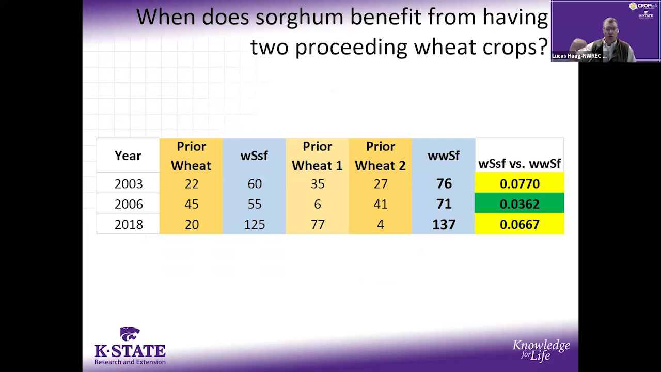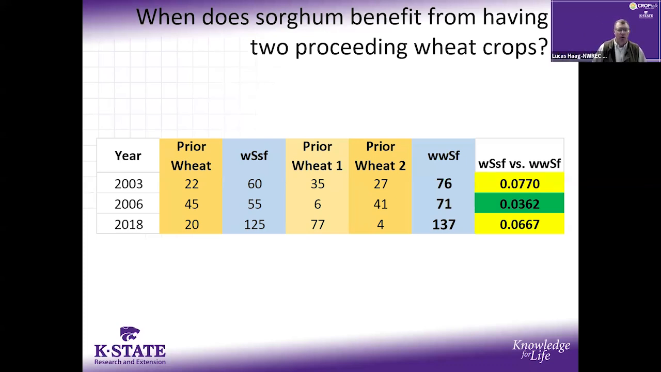And so for those years where we've got an advantage to sorghum following 2 years of wheat, it's really driven by when we have some poor wheat yields in here. So we've got, after a 35 and a 27, so nothing really spectacular here. Here's after a 6 and a 41, or after a 77 and a 4. And so in other words, making that decision of, hey, when I've had a really poor wheat crop, being able to recrop a second year of wheat in there, build up my levels of stubble before I go to sorghum.